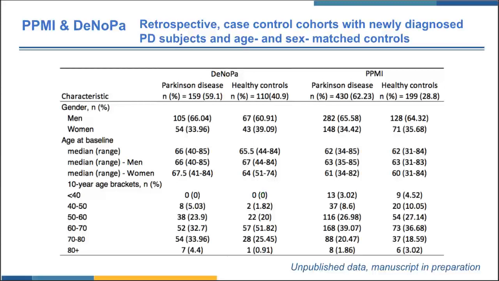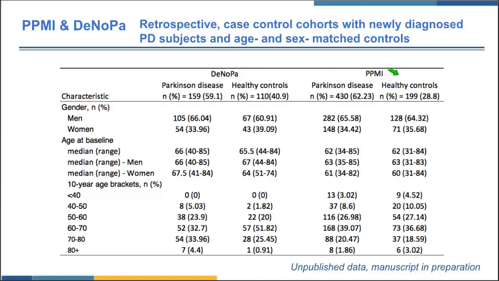So this slide is about the two cohorts we are using in this talk today. They are called DeNoPa and PPMI. DeNoPa stands for de novo, meaning newly diagnosed, Parkinson study, and PPMI is the Parkinson's Progression Markers Initiative, I think. DeNoPa is a single-center study in Germany, and it has 159 PD patients and 110 healthy controls. The healthy controls are age and sex matched with the disease cohort.